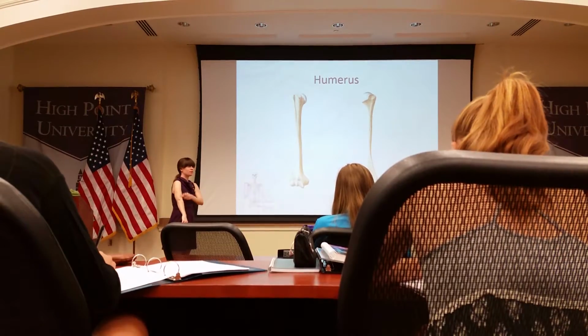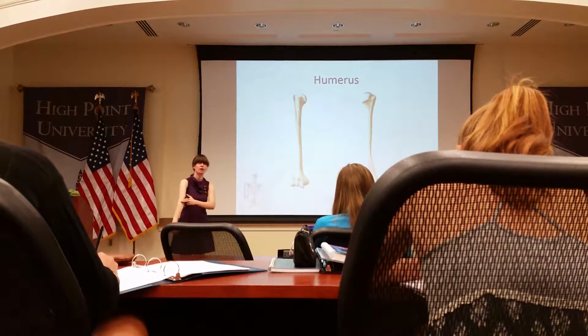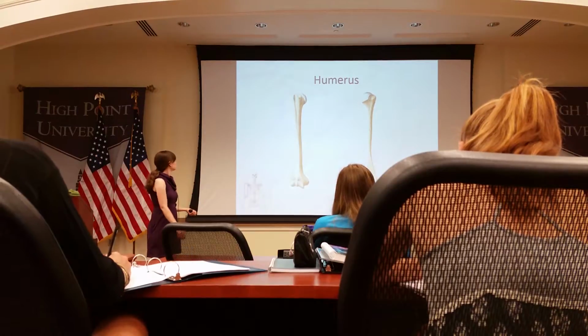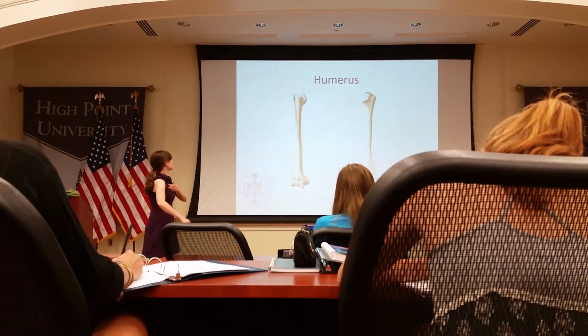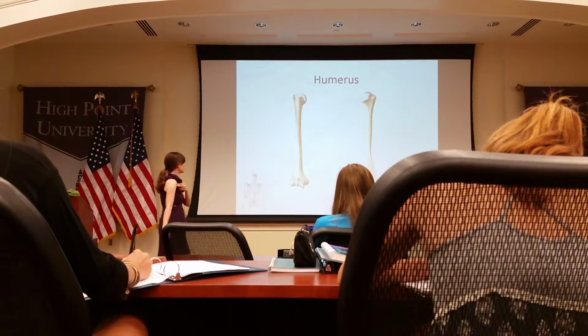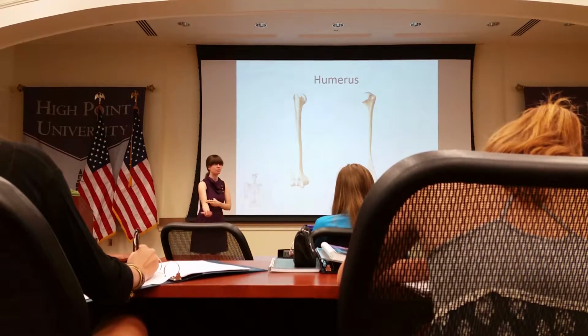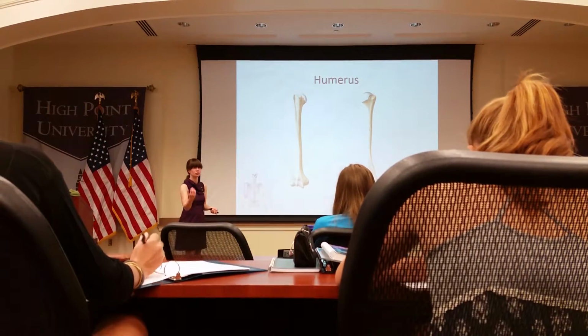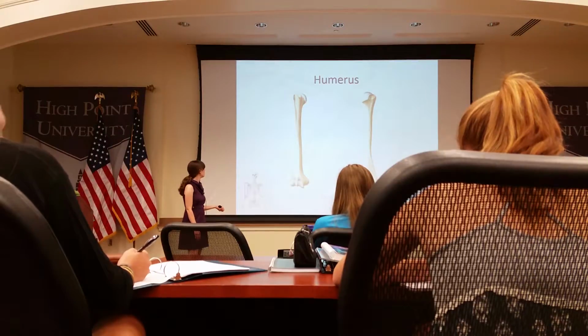The humerus is the only bone in the arm proper. So that's actually what we think of as the conventional shoulder joint, and it also forms the proximal component of the elbow joint.